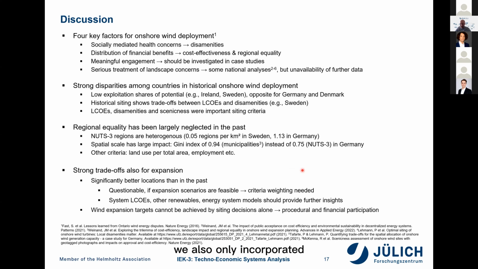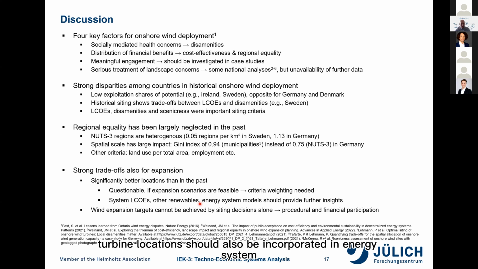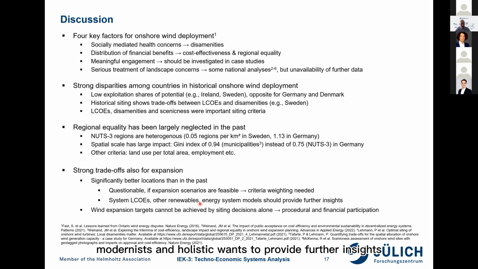We also only incorporated the turbine LCOEs of turbines and didn't consider the grid integration costs, therefore neglecting the overall system LCOEs of turbines. We could also in the future incorporate more renewables than only onshore wind. So for example, in Germany, a scenario with PV modules in the south and wind turbines in the north could be beneficial. And in general, these spatially explicit turbine locations should also be incorporated in holistic energy system models, to provide further insights.